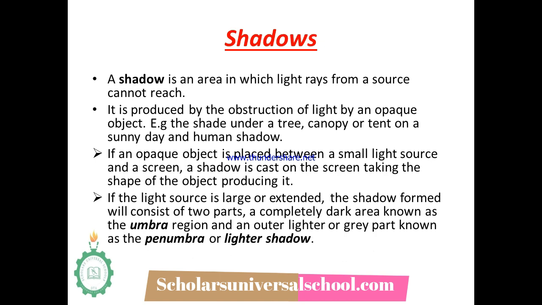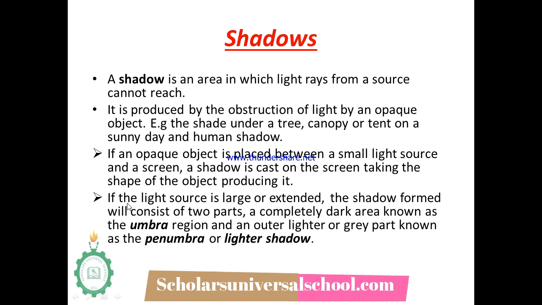Now, if you have an opaque object placed between a small light source, take note, a small light source, and a screen. What is a screen? A screen is like a film, or let's say a cardboard, that shows where you want to imprint the image. If you place an opaque object between a small light source and a screen, a shadow is going to be cast on the screen, which will take the shape of the object producing it. So if you have a circular opaque object and you cast a light source on it, the shadow formed on the screen is going to be what?